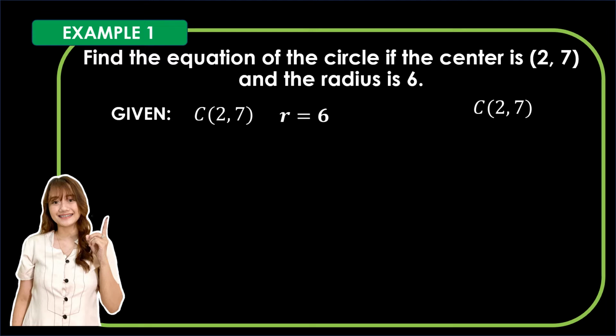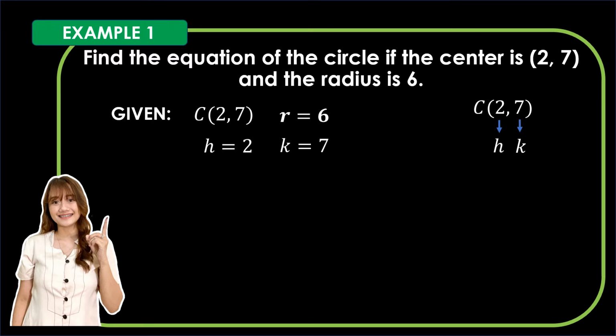Now, from our given, we have the center which is (2, 7), and we know that the center stands for h and k. So, the value of h is 2 and the value of k is 7. So, we have h is equal to 2 and k is equal to 7.